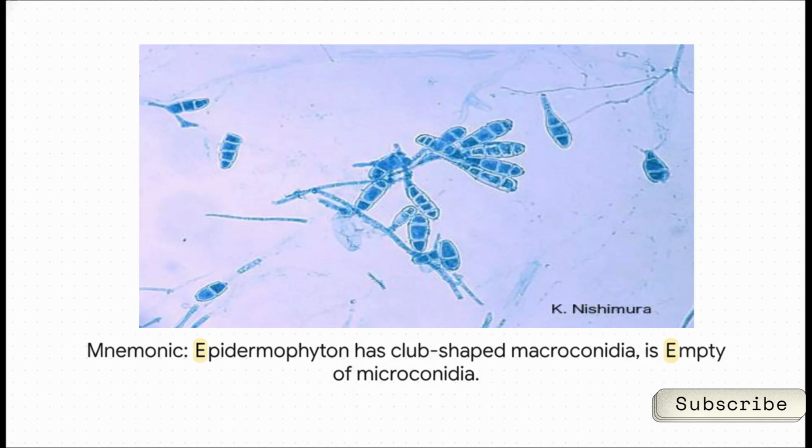And finally, we have Epidermophyton. The trick here is ep for empty. It is empty of microconidia. There are absolutely zero. What you'll see instead are these pretty distinct, smooth, club-shaped macroconidia, usually in clusters. No little guys at all. So if you see those club-shaped macroconidia and no microconidia, it's got to be Epidermophyton.